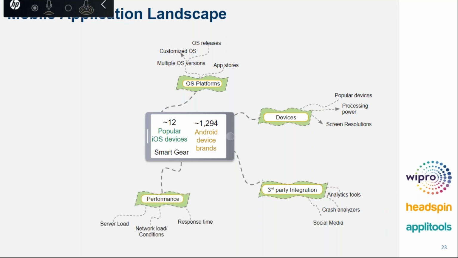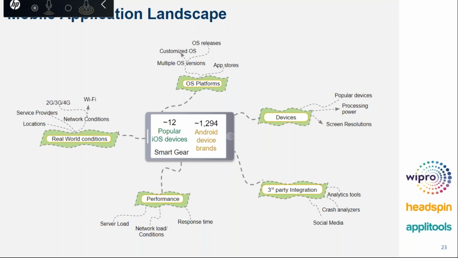Performance is another key factor which basically defines the end user experience. And when it comes to mobile applications, it is not just the server load. We have to consider the network load as well as the actual response times which the customers are seeing in the end devices. The most critical factor in mobile landscape is real world conditions.